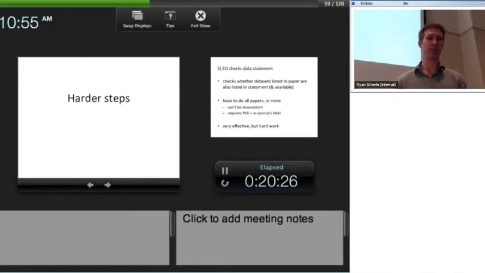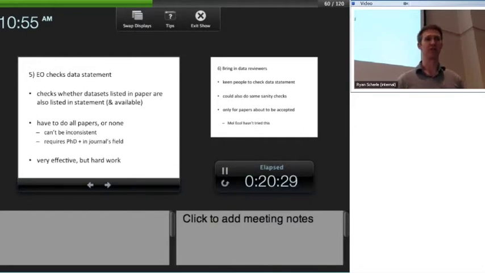Harder steps: we have the editorial office check the data statement. This would involve somebody going through the paper and comparing it to the data sets listed in the data statement, and working out whether or not they've provided all the data they ought to have provided. If the editorial office is doing this, we found that you really can't drop it for some papers; you have to be consistent. You have to do it for all of them or none of them. And it does require a PhD in that field to do this, because it's very complicated, and you need familiarity with the kind of data sets being produced. It's effective. The bar chart from Molecular Ecology showed that you can get a very high proportion of the data sets this way.